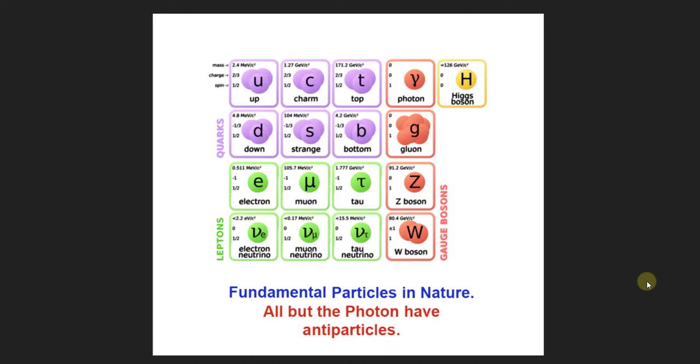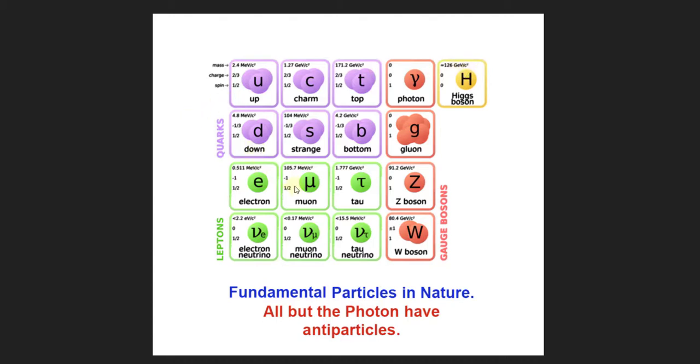These are the fundamental particles in nature. We have the quarks. Some of these quarks make up the nucleus of the atom. These are the leptons, of which the electron is one. Neutrinos are others. Then we have the force-carrying particles: photons, gluons, and bosons. Then we have the Higgs boson. The Higgs boson is what gives particles their mass.